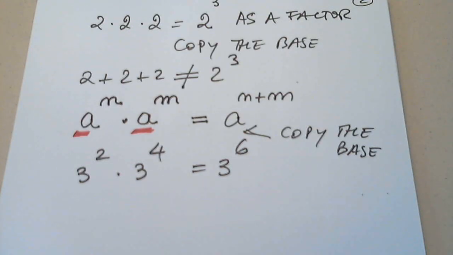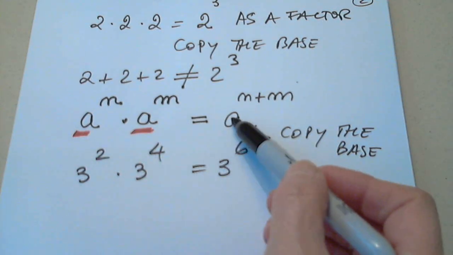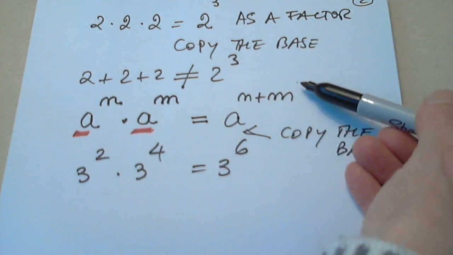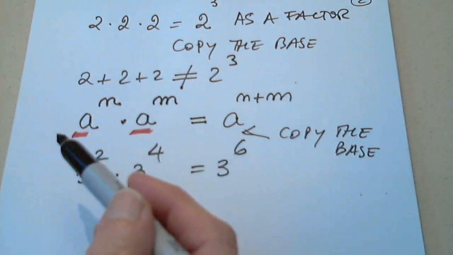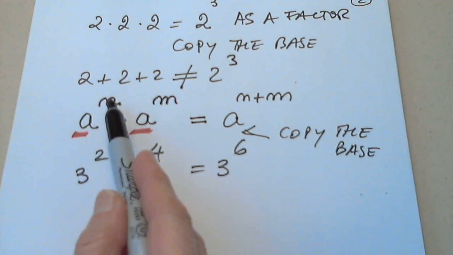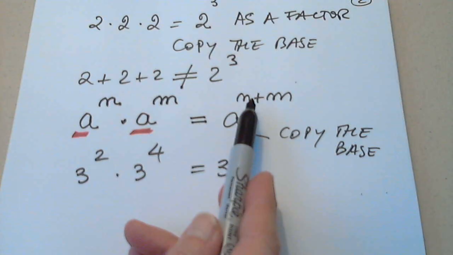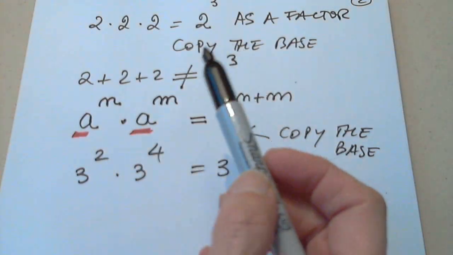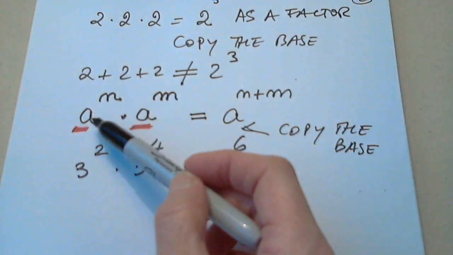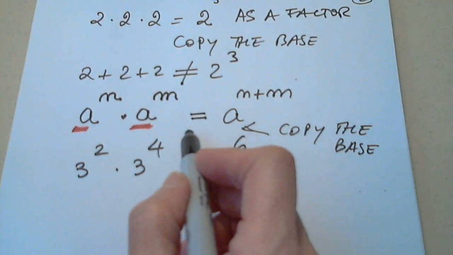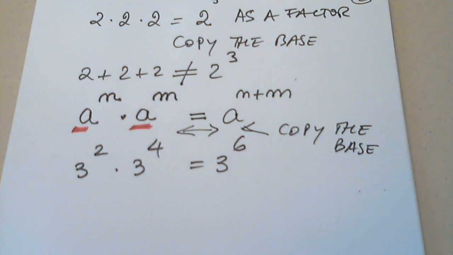So copy the base, add the exponents, and if the exponent is a sum, I can go back and write the same base to n plus m. It doesn't matter, the order is not important because we know that multiplication is commutative. So a to n times a to m. So this goes both ways.